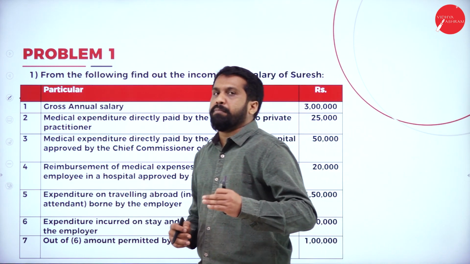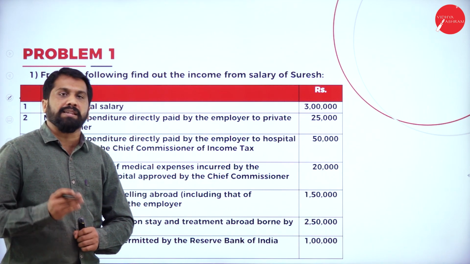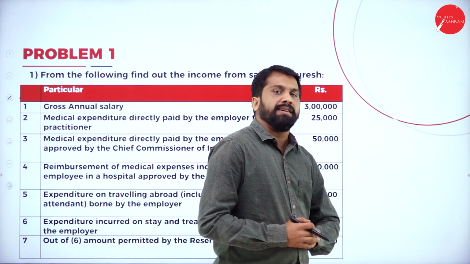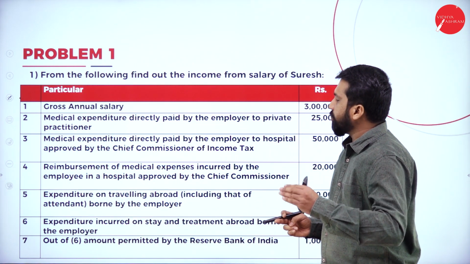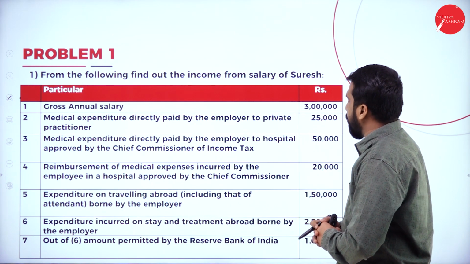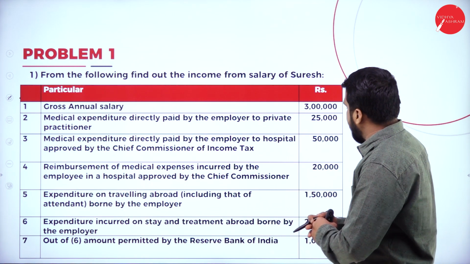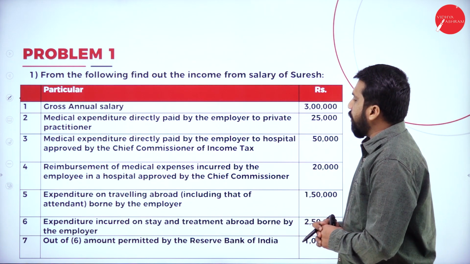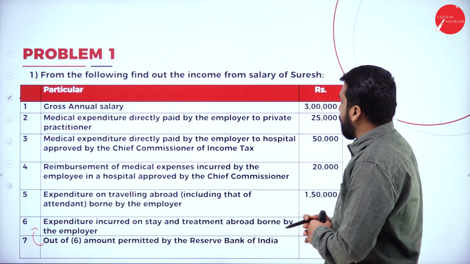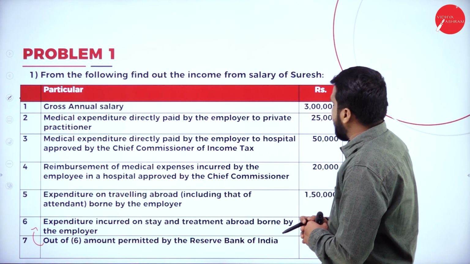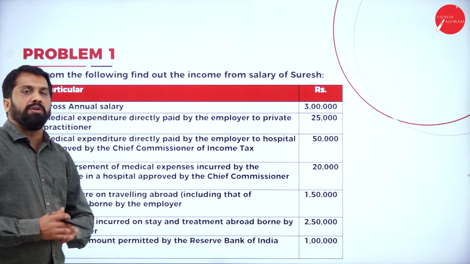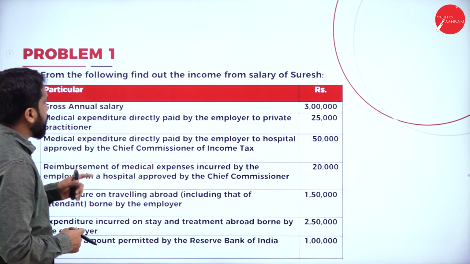Attendant means what? If the company has sent you abroad, along with that they will give you one attendant. Or if you are going abroad along with your wife or child, that we can also call an attendant, one extra person whose cost is borne by the employer. Then expenditure incurred on stay and treatment abroad, again borne by the employer. Out of 6, the amount permitted by the Reserve Bank of India is rupees 1 lakh. This is all about your information. I'll go back to the concept and explain this.